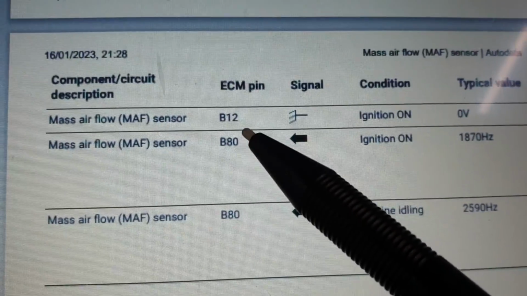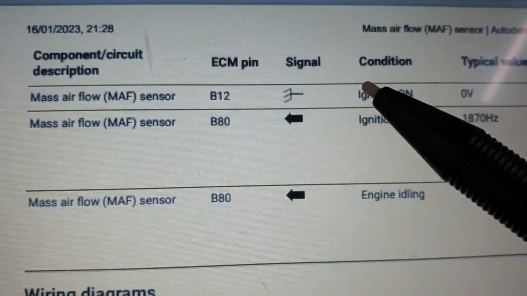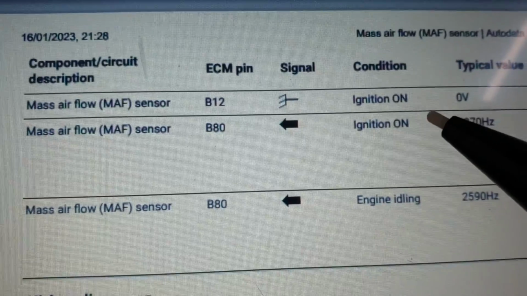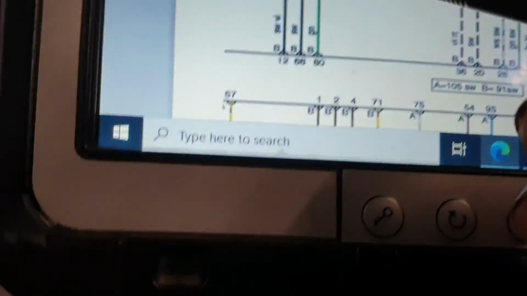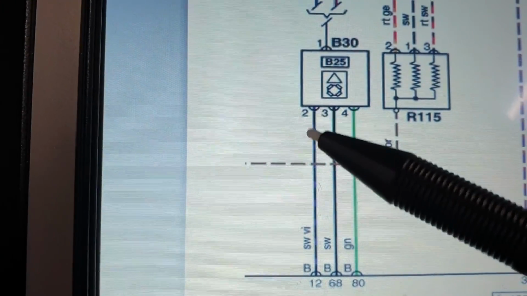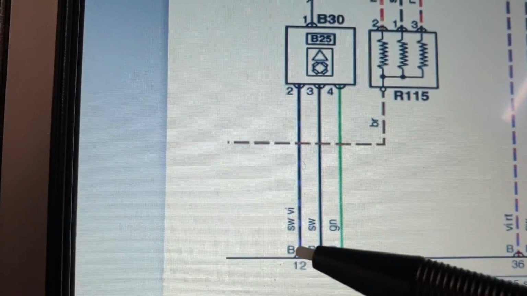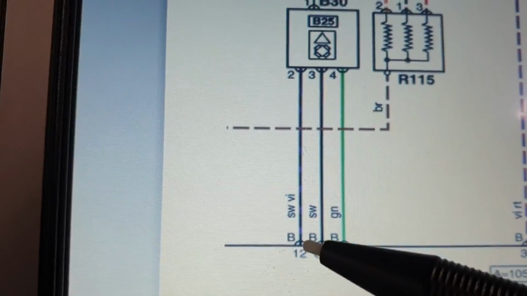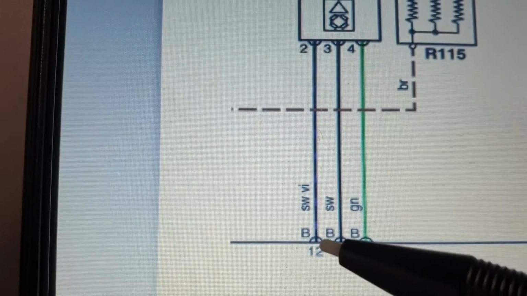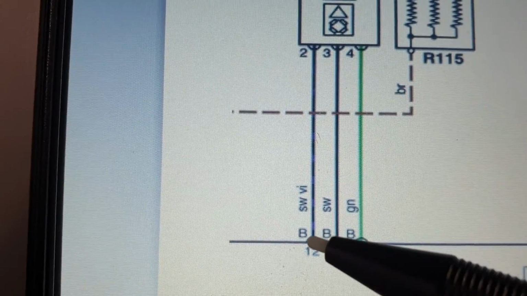B12 is the earth wire, or the ground wire, for the sensor. I'm going to show you here. This is going to be B12 and pin number 2, so this is going to be the ground wire for the mass airflow sensor. And this wire is connected at pin 12, connector B, at the electronic control unit.